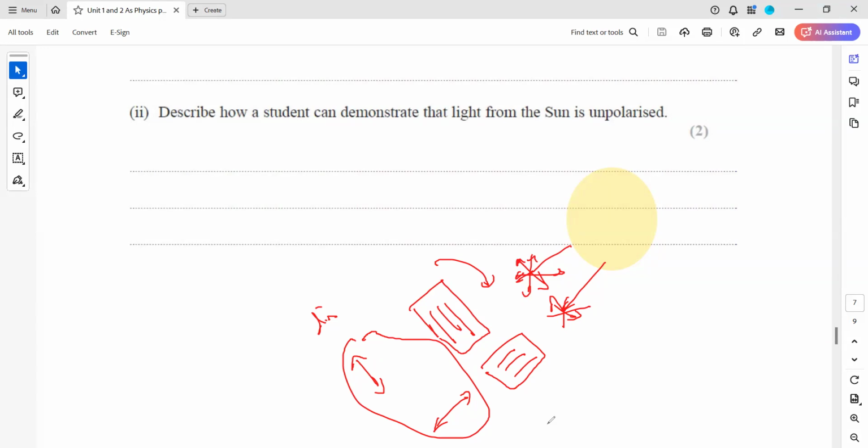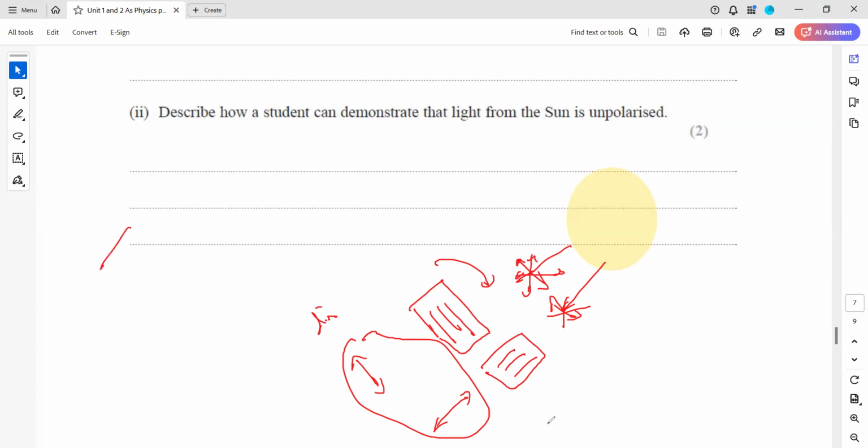That is one thing. But when we rotate the polarizing filter, because every time there is a component passing from that component of the light from the sun, there will be no more change in the intensity of the light. So we can identify that this light is an unpolarized light.